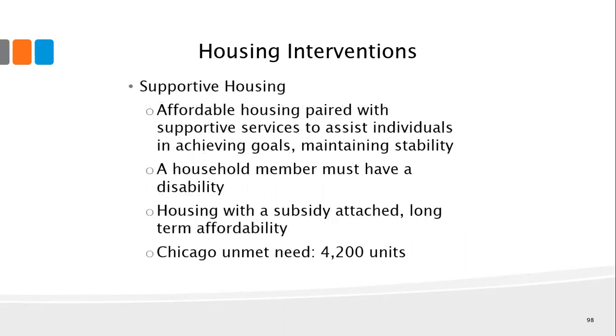Supportive housing is affordable housing paired with supportive services to assist individuals and families in achieving goals and maintaining long-term stability. Households that have someone in their household with a disability and low or no income are usually the baseline criteria for supportive housing. This intervention is ideal for families that need additional support services long-term.